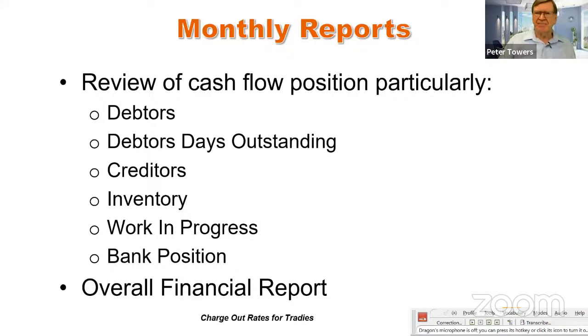Work in progress. Have progress claimed invoices been raised in the last month? If not, why not? Because progress claim invoices should be getting raised continually. The whole idea should be for your client to get rid of something out of work in progress, get it finished, so it can be fully invoiced and paid for. And what's the bank position? Has there been a change? Is there a need for a conversation with the bank? Or have you alerted the client?